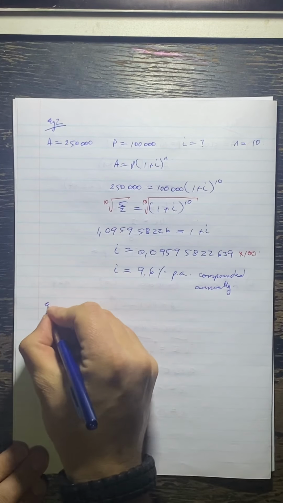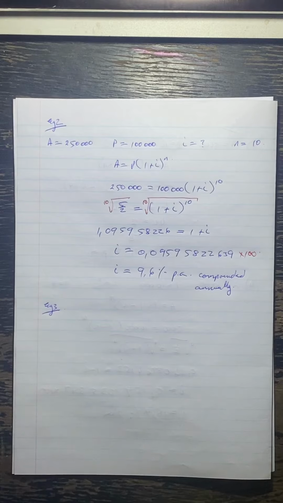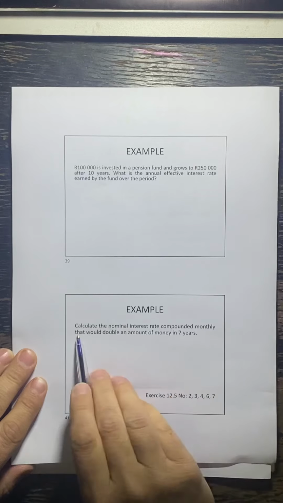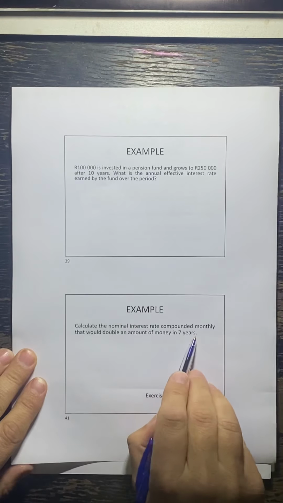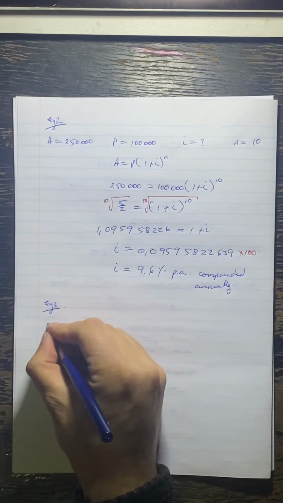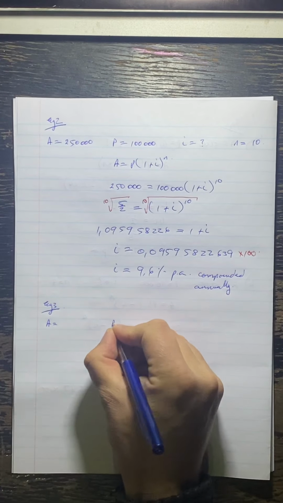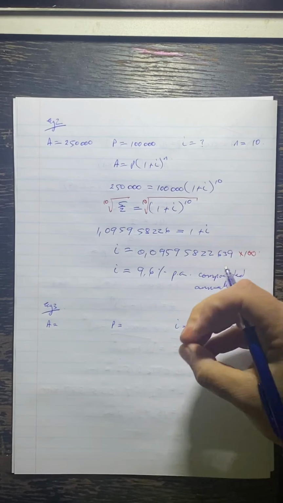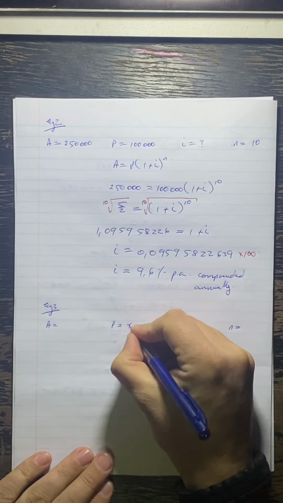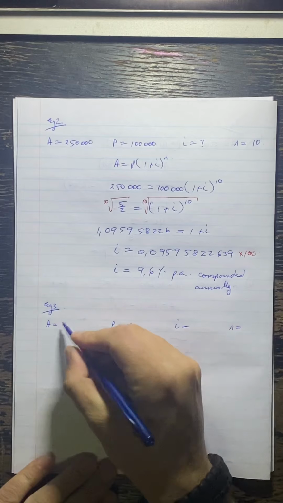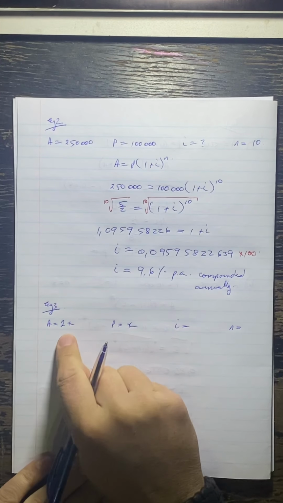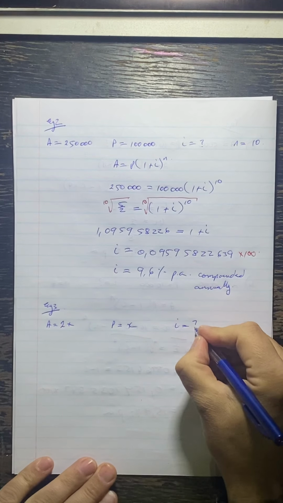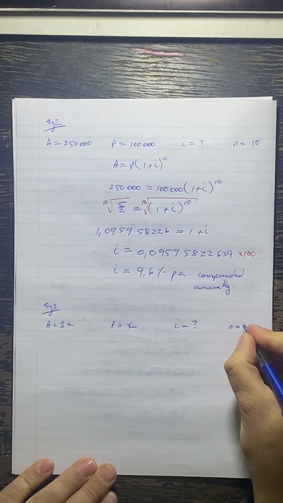All right, so if we look at example 3 now, calculate the nominal interest rate compounded monthly that would double an amount of money in 7 years. Okay, so they haven't given us any exact values, but I know that things are going to double. It doesn't make a difference what our investment was. We just want it to double. So what was our investment? Well, make it X. It's whatever it wants to be. But the main thing is that our final amount is double our invested amount. The interest rate, we don't know, and it's over 7 years.